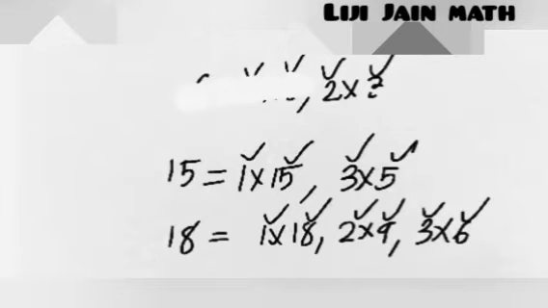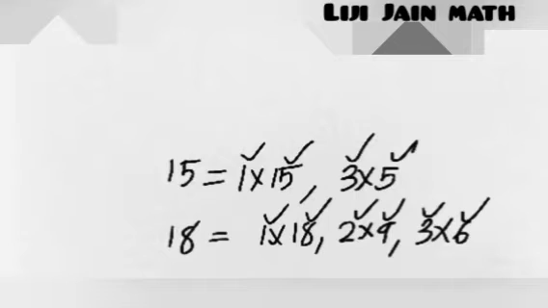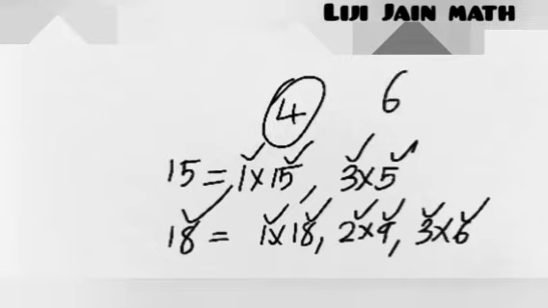Understood? Now have you understood the concept of factors? Okay. So this means which are the factors of 15? 1, 15, 3, 5. So 15 has how many factors? 4 factors, isn't it? Okay. Which are the factors of 18? 18 has 1, 2, 3, 6, 9, 18, that is 6 factors.